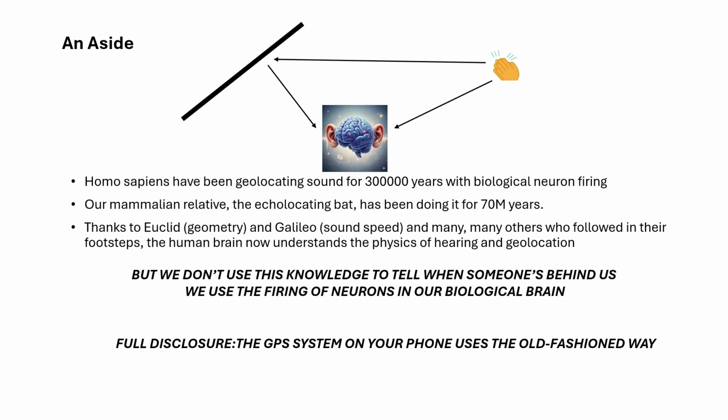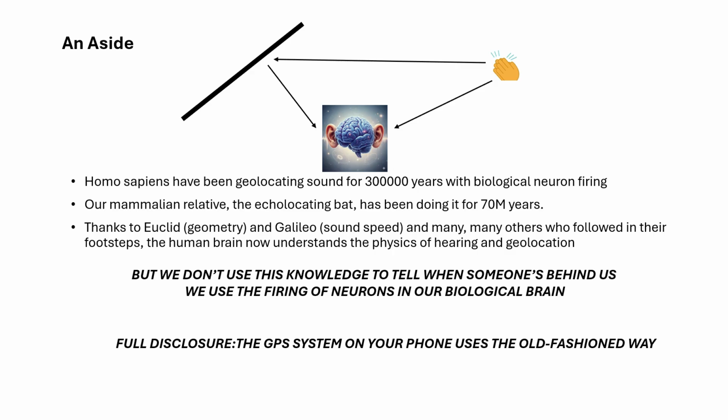Now, one quick aside, we talked about the old-fashioned way of calculating the X and Y. Homo sapiens have been geolocating sound now for 300,000 years with biological neuron firing, not with knowing the geometry of Euclid or the sound speed calculated by Galileo. We're just doing it with the neurons firing in our head. Our mammalian relative, the echolocating bat, has been doing it for 70 million years. But we don't use this scientific knowledge to tell when someone is behind us. We use the firing of neurons in our biological brain.